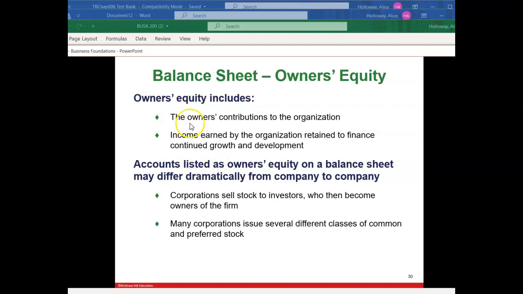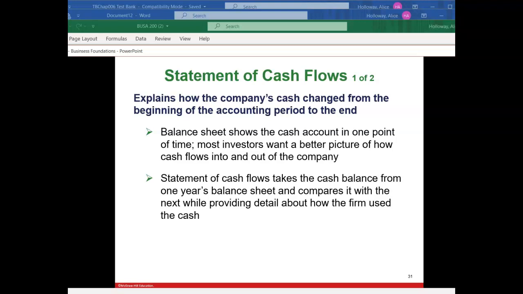And so the last couple of slides will talk about the owner's equity and why that's also included here. It's the owner's contribution to the company, as you remember from earlier conversation points. Accounts listed as owner's equity on the balance sheet may differ from company to company. So you may have corporations who sell stock to investors or those who have common and preferred stock options. So you'll have that information listed on a balance sheet. Now I will tell you, it can sometimes be difficult to understand what a balance sheet is, but on page 447, it's a pretty easy explanation of all the items that you typically would see on a balance sheet, and there are plenty of them.